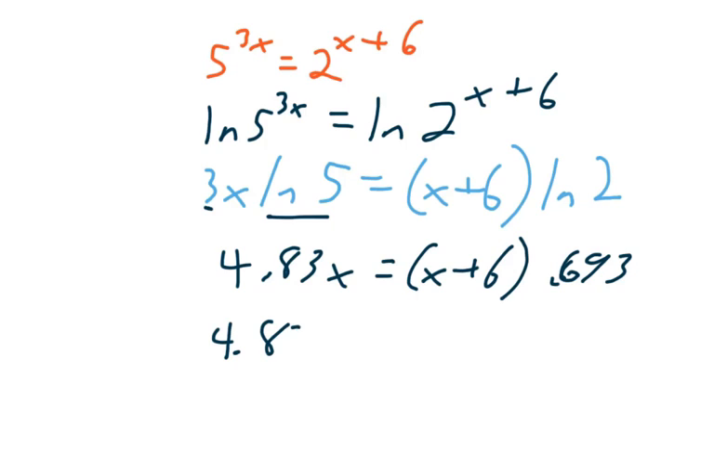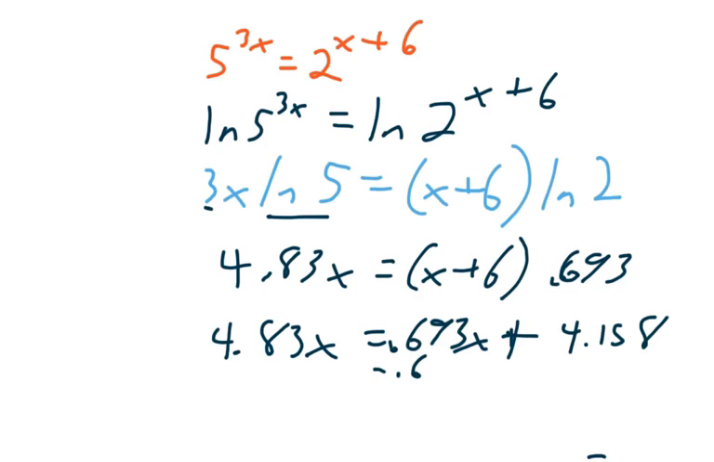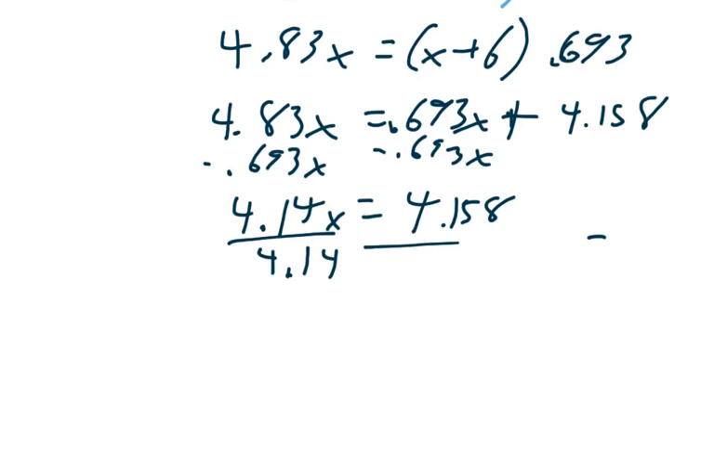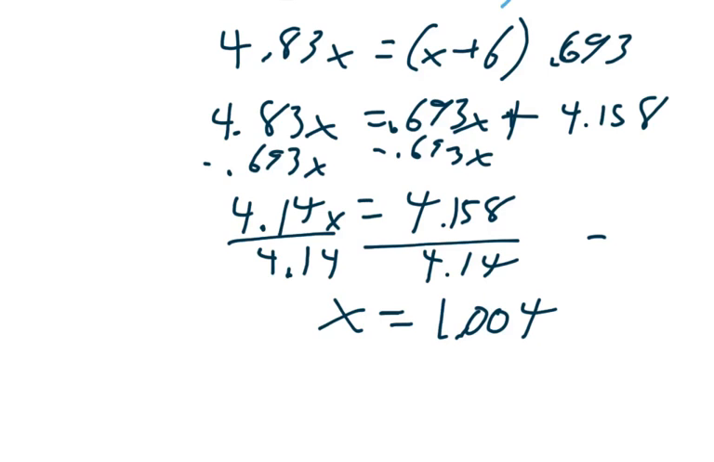So I got 4.83x equals 0.693x plus 4.158. Subtract 0.693x on both sides. We get 4.14x equals 4.158. Divide both sides by 4.14, and you have your answer. Now, we rounded here, so this is not exactly our answer, but we got 1.004, and that's how I would solve that particular problem.